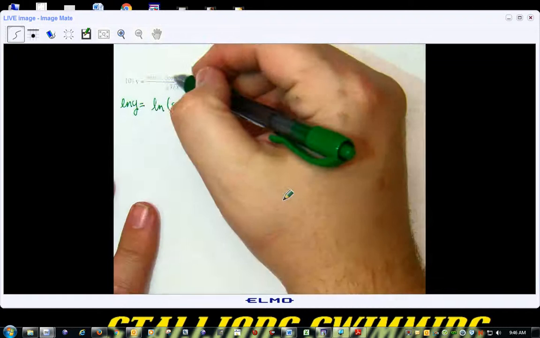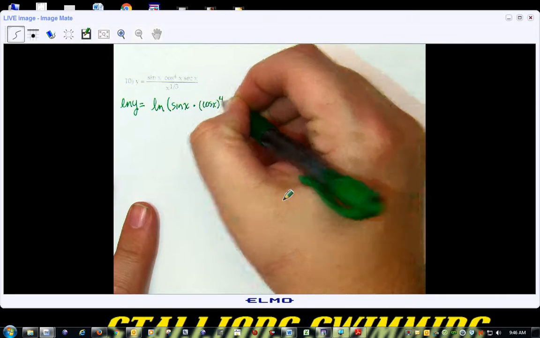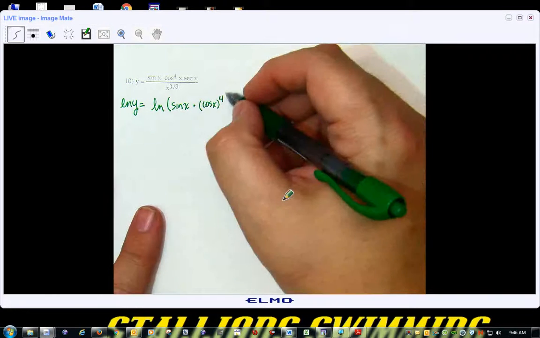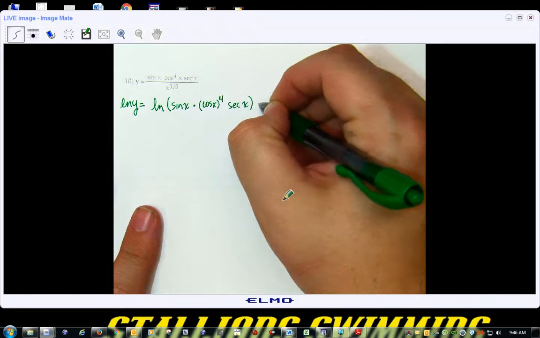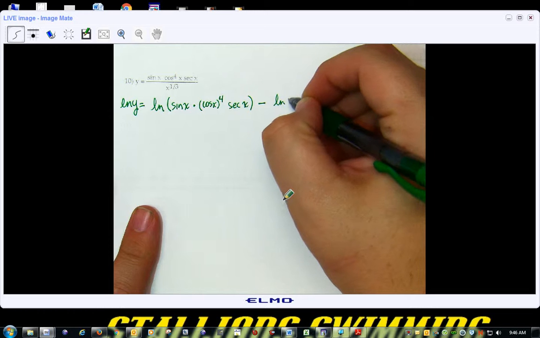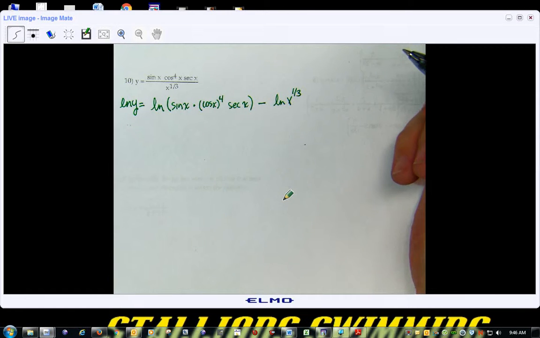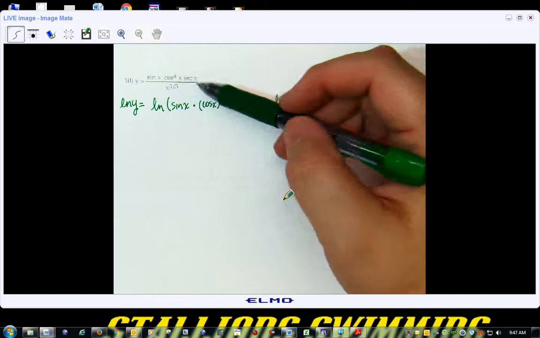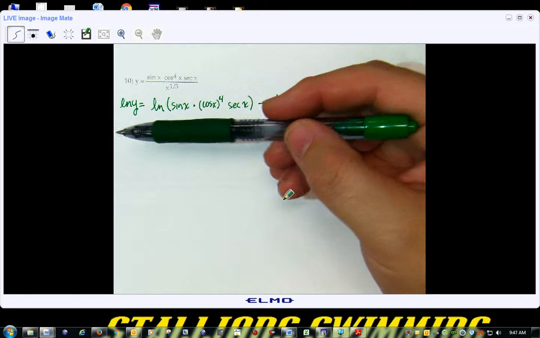and then you have a 4 there of x, that's like saying the cosine of x to the 4th power, which might be a nicer way of looking at it when you're dealing with this. And then you got your secant x minus the natural log of x to the 1/3. So that's our first step, taking the natural log of both sides, but since I have that division sign, I'm using that third property right there.